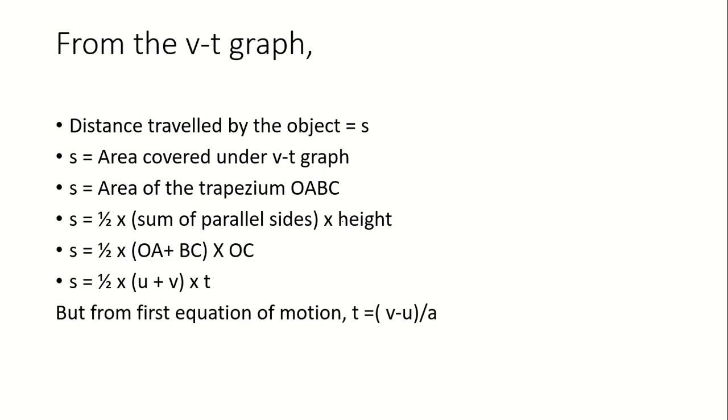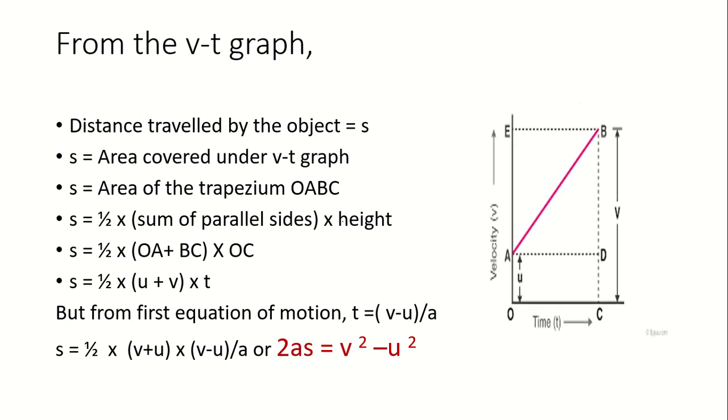But from first equation of motion, T equals to V minus U upon A. So we will replace the value of small t here, and we get half into V plus U into V minus U divided by A, or 2AS equals to V square minus U square. Let us see the graph once again and try to understand this derivation.